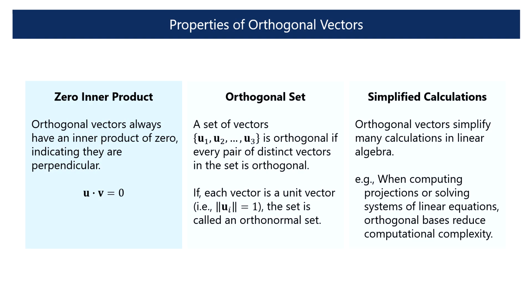1. Zero inner product. First, as defined, orthogonal vectors always have an inner product of 0, indicating they are perpendicular. 2. Orthogonal set. Second, a set of vectors is orthogonal if every pair of distinct vectors in the set is orthogonal. Besides, if each vector is a unit vector, the set is called an orthonormal set. 3. Simplified calculations. Orthogonal vectors simplify many calculations in linear algebra. For example, when computing projections or solving systems of linear equations, orthogonal bases reduce computational complexity.